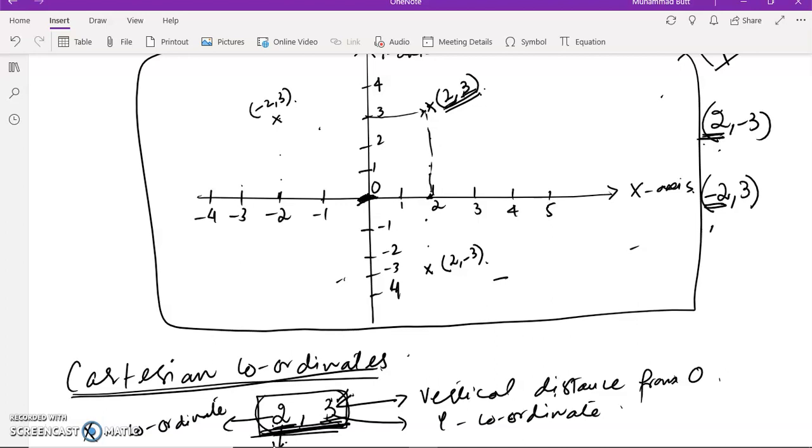And what if both the values are minus? Both the values are negative. Then what are we going to do? Minus 2, the first value, x-axis, we will move towards left, minus 2 units towards left, and that is over here. Then 3 units down and it will be minus 2, minus 3.